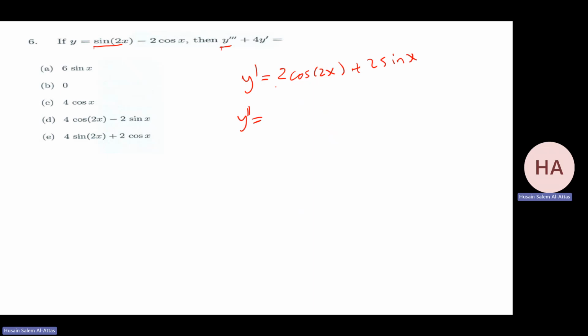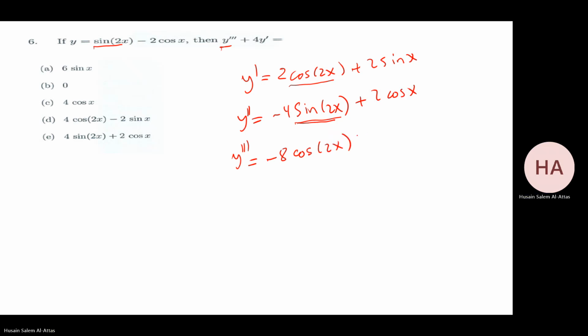Second derivative, that will be minus sine 2x times 2, so I have minus 4 sine 2x plus 2 cosine x. Okay. Third derivative will be what? Now this one, what is the derivative? Cosine 2x times 2. So it will be minus 8 cosine 2x minus 2 sine x.